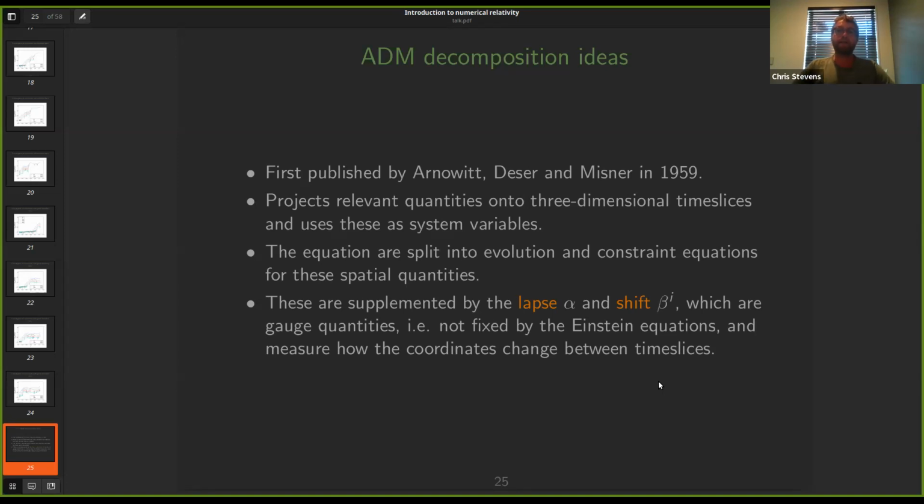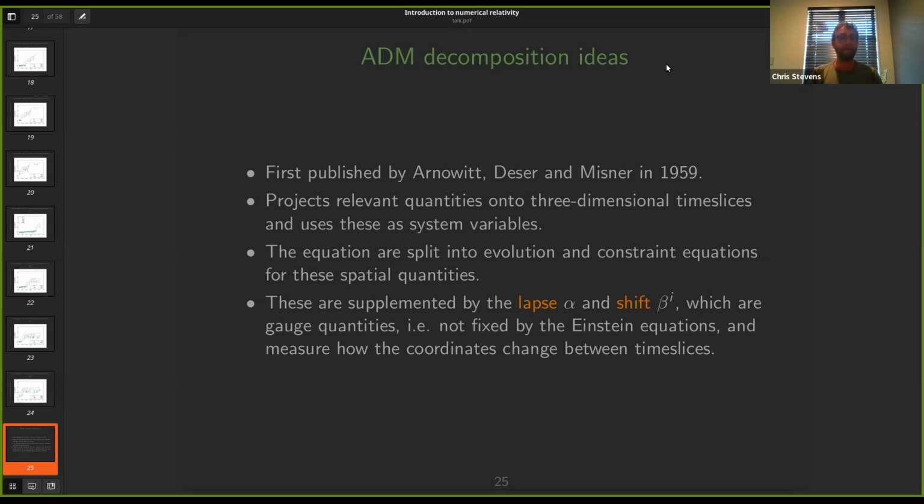I will make a start today, before the lab, on an actual formulation of these Einstein equations. So you have the idea now that you have this foliation, you have evolution and constraint equations, you have a very rough idea about how the numerics work. Now, what are the evolution equations and what are the constraint equations for the Einstein equations?